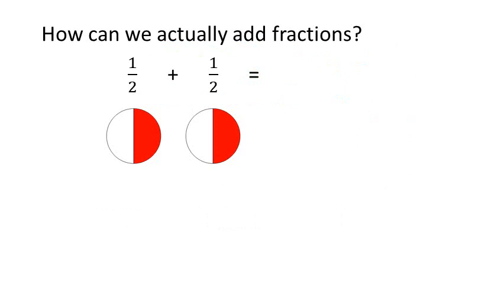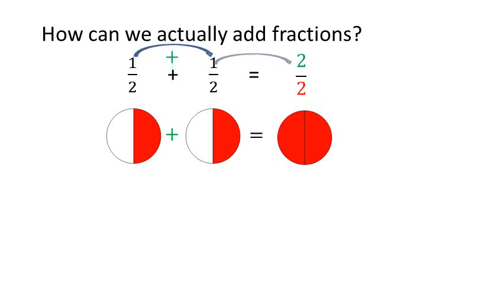So how can we actually add fractions? If you think of them as pizzas, adding 1/2 pizza and another 1/2 pizza makes 2 1/2 pizzas, which is just one whole pizza. Take a look at the answer 2 over 2. The number 2 can be found by adding both numerators, and the denominator stays the same.